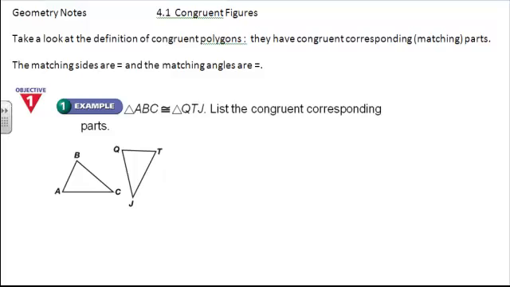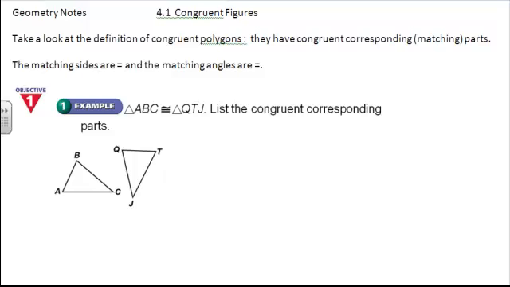Alright everybody, I know that you've already taken notes on these, so hopefully this is just a review for you, and I want to just kind of go over these notes. Okay, so we're going to talk about section 4.1, which is on congruent figures, and I want you to take a look at the definition of congruent polygons.